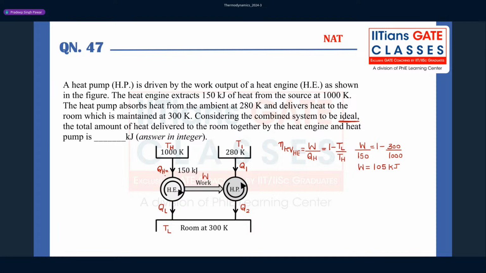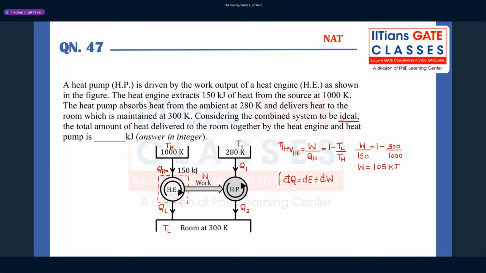Now let's calculate how much heat is rejected by the heat engine. If we take this heat engine as a system, let's apply the first law of thermodynamics. First I will write the first law: dQ is dE plus dW. This is the general relation. That is, heat transfer to the system is equal to the change in energy of the system plus the work done by the system. Now we will apply it to a cycle.